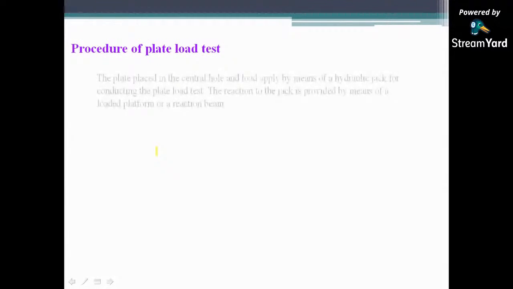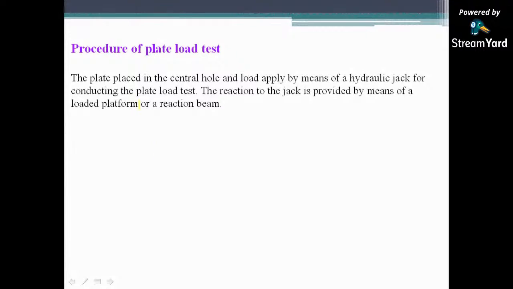Now what is the procedure of the plate load test? A plate is placed in the central hole and load is applied by means of a hydraulic jack for conducting the plate load test. The reaction to the jack is provided by means of a load platform or a reaction beam.